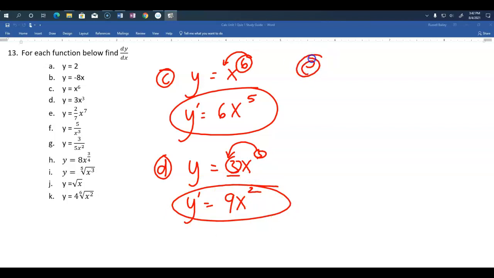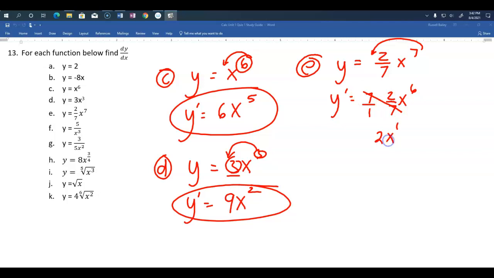Part E kind of shows you how to handle fractions a little bit. Once again, we're going to multiply this power here to the front. Now we're going to take 1 away from the power. For these ones, you're going to want to simplify, so I'm going to put that over 1, and then we're just going to multiply, or you could cross reduce if possible. And we end up with y prime equals 2x to the 6th.